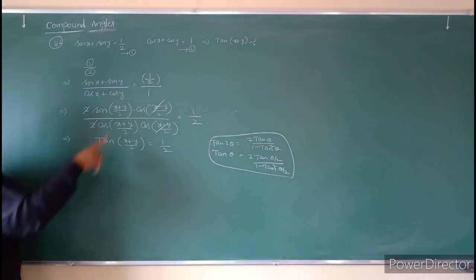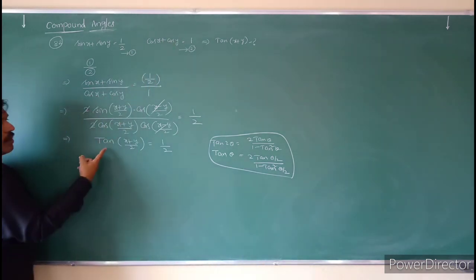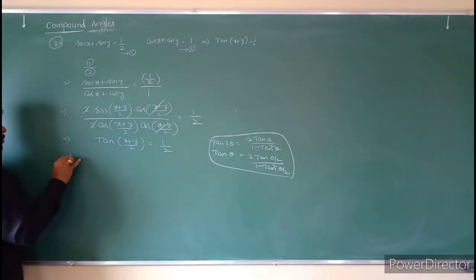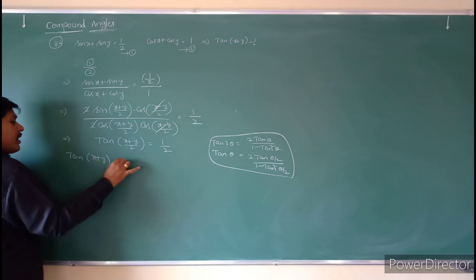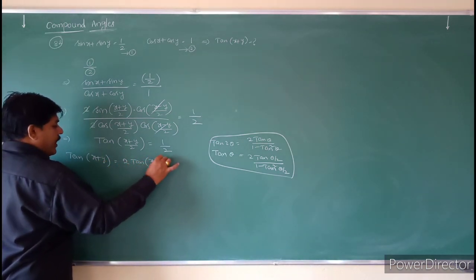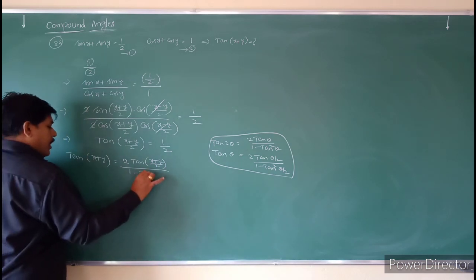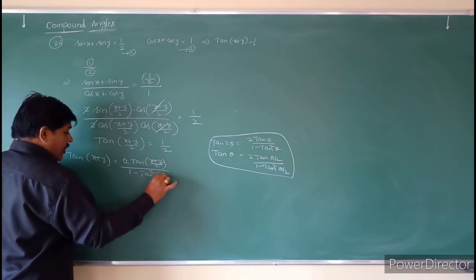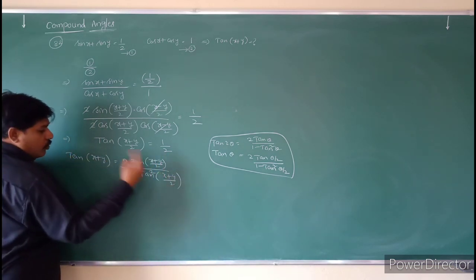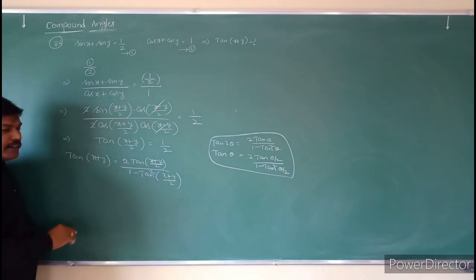So here they are asking tan of x plus y, but you have calculated tan of x plus y by 2. So from that I will take tan of x plus y, you can write as 2 into tan of x plus y by 2 by 1 minus tan square of x plus y by 2. That is 2 tan theta by 2 by 1 minus tan square theta by 2.